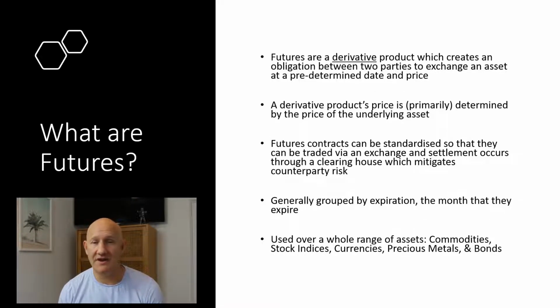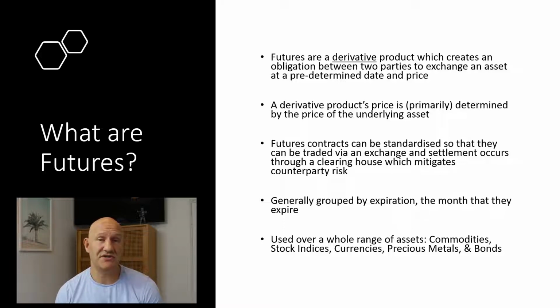Futures, on the other hand, are a derivative product. And derivatives basically create an obligation between two parties to exchange an asset at a particular price at a particular point in time. A derivative product's price is primarily determined by the price of the underlying asset. Now, there's other factors that influence price in terms of how far expiration is and so on, but the price of the underlying asset is the primary driver of the price of the derivative.